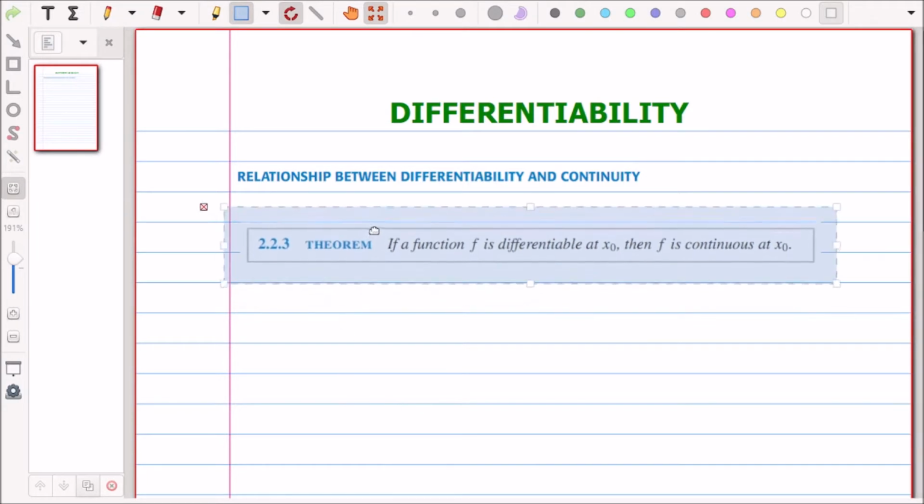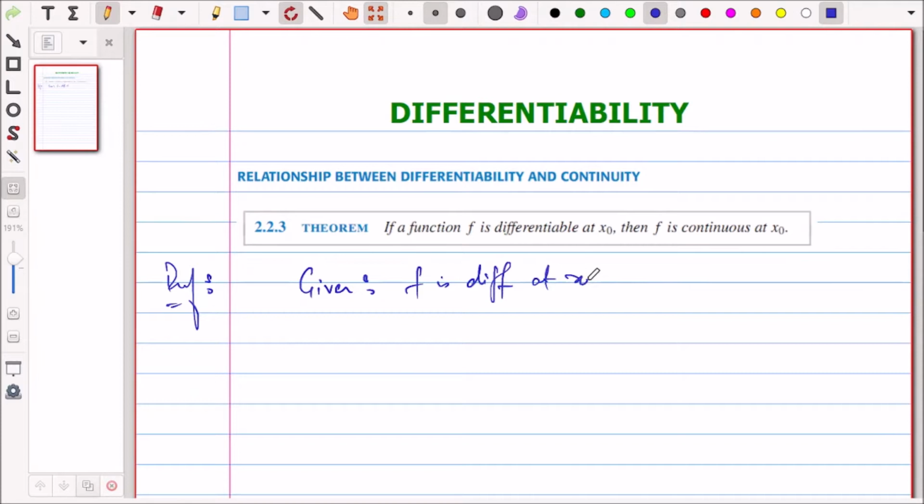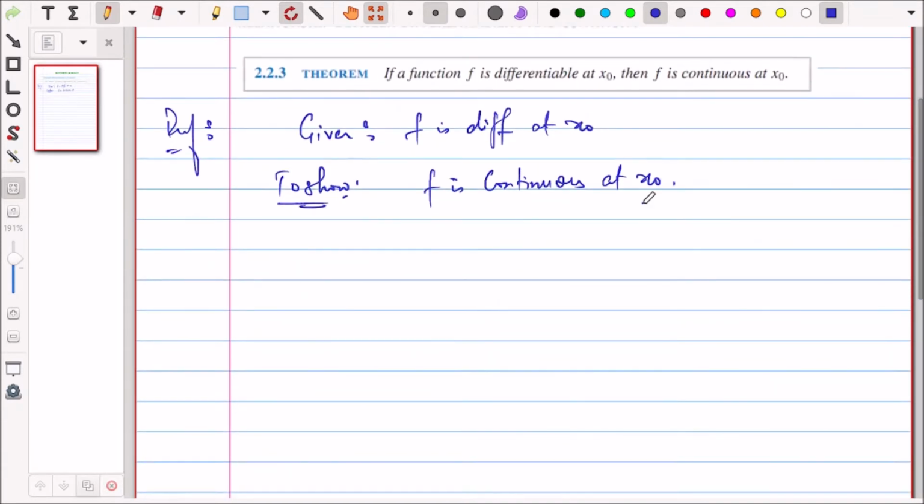So if a function is differentiable at some point, then the function is continuous at that point. How to prove this? We're given f is differentiable at x naught. To show f is continuous at x naught. What we need to show for continuity is that limit x tends to x naught, f(x) is equal to f(x naught).